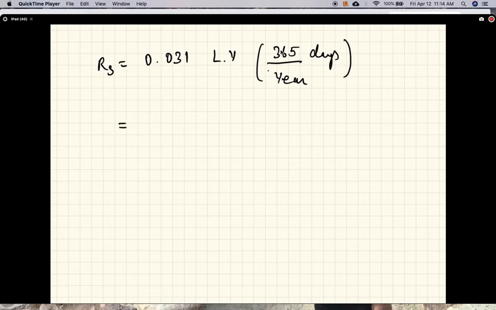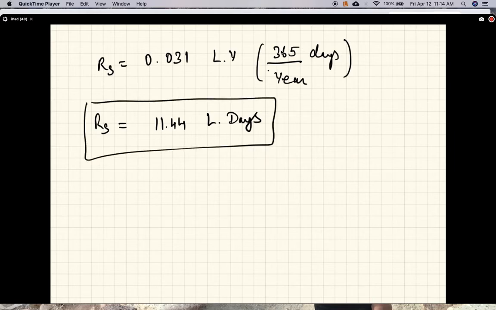Okay, so the Schwarzschild radius is 11.44 light days. So if you started at the center of this black hole, it would take you 11.44 days traveling at the speed of light to get to the Schwarzschild radius. That's what that number means. Of course, in reality, you can't do all of that. But that's the radius of the black hole.